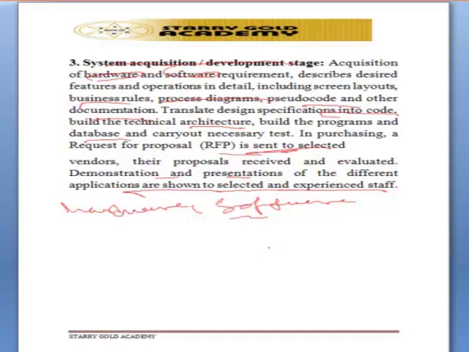The business rules, the process diagrams, pseudo code and other documentation. And when we say documentation, it simply means the process of establishing a permanent record of a computer file or of a program. Then after that, there's something called specification. The specification needs to be translated into code in order to build the technical architecture.